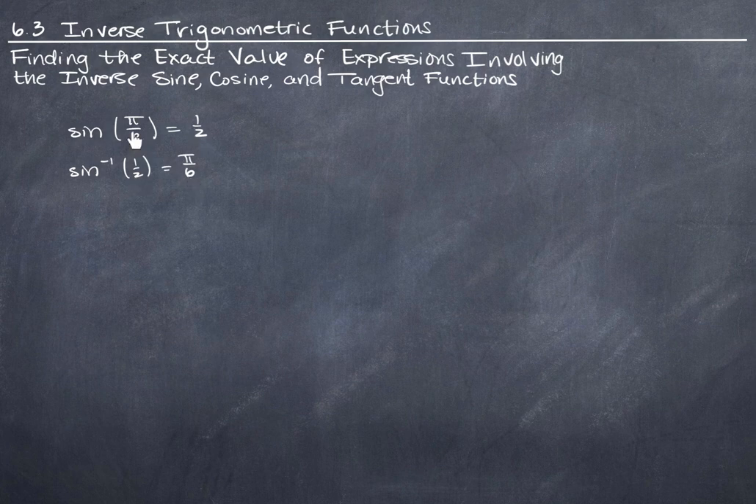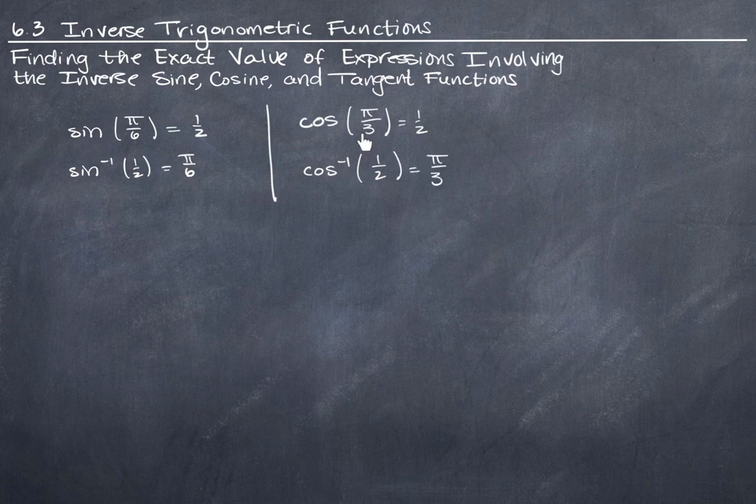But these two pieces of information go together, right? This is the x value, this is the y value. This is the x value for the inverse, and this is the y value for the inverse, because what an inverse does is reverse the roles of x and y. I can do the same thing with cosine and tangent. If we know that the cosine of pi over 3 equals 1/2, then the inverse cosine, sometimes called cosine inverse, of 1/2 equals pi over 3.